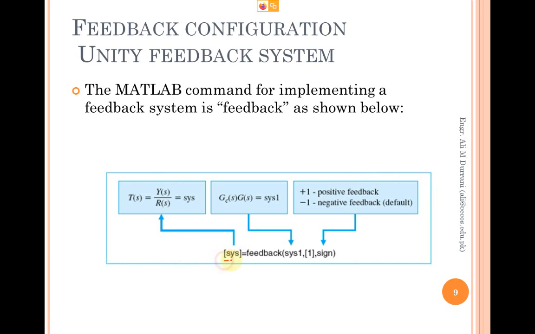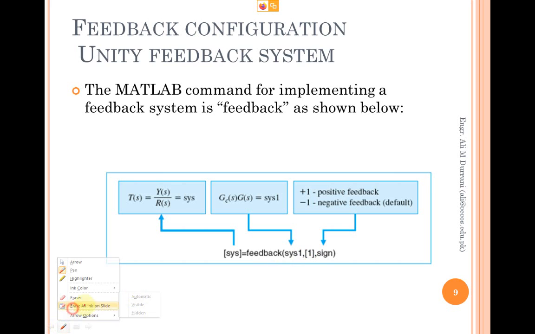Again, the system will be having your output. The feedback command will be used for configuring the systems in feedback. System 1 will be your transfer function which you have defined. It can be a single transfer function, or it can be multiple transfer functions in series and parallel configurations. And then we have 1 in round brackets. So this 1 actually shows that it is a unity feedback.